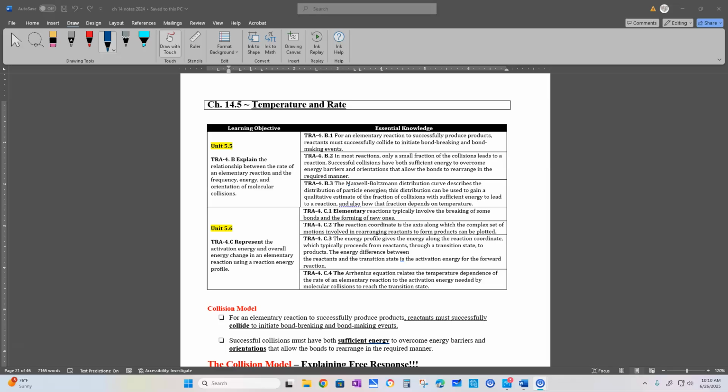We're going to conquer the energy profile, the activation energy curves. Some of these where it talks about elementary reactions, we're going to get to in 14.6. So it'll be the next one. So take a minute, read the objectives, make some notes, highlight, annotate, and then when you're ready, continue on with me.